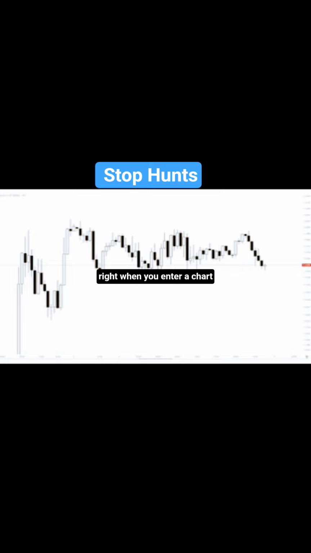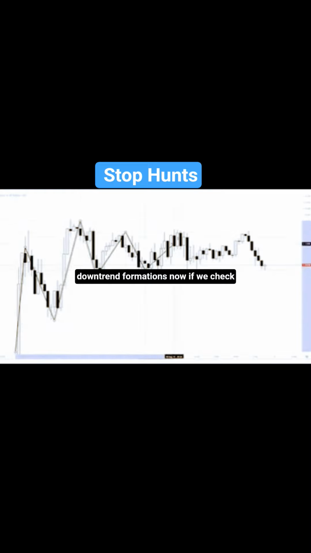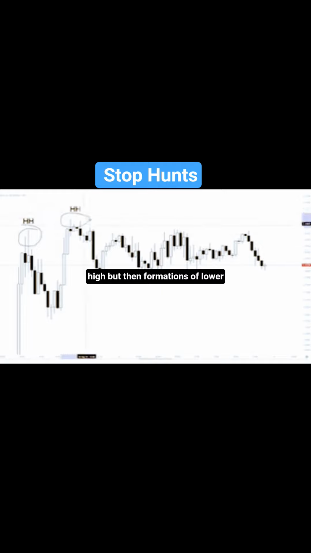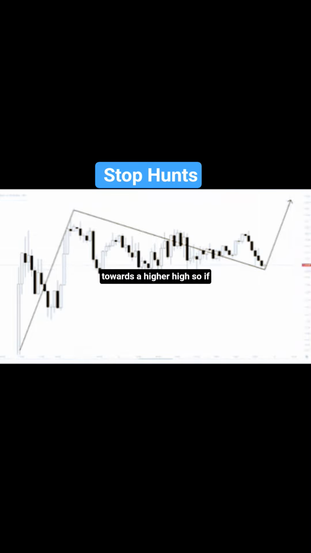What is usually done right when you enter a chart is to analyze the market from a straightforward perspective, simple and quick, just to see if this market respects the uptrend formations or the downtrend formations. Now, if we check the internal price action, we would see a formation of a higher high, but then formations of lower highs. So the internal trend looks to be reversing from an uptrend into a downtrend, but the external trend is still bullish, because traders see this move as just an upwards push that later gets followed with a downwards pullback. And now what they're expecting is a continuation towards a higher high.